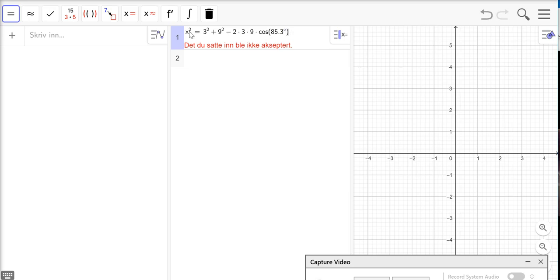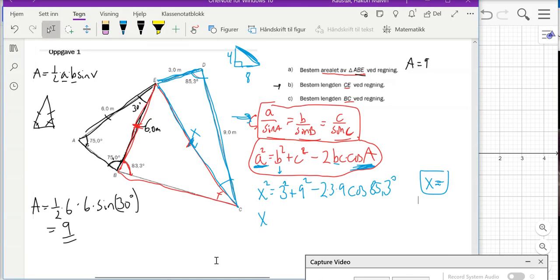And then I want to find x, so press x equals, and I get a negative answer, which is impossible. We can't have a negative side. So this means that x is 9.25. So the side here is 9.25. So that's the answer here. CE is 9.25 meters. And then it says find the length of BC here.